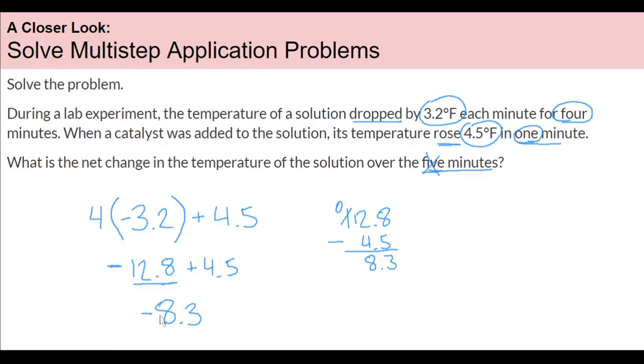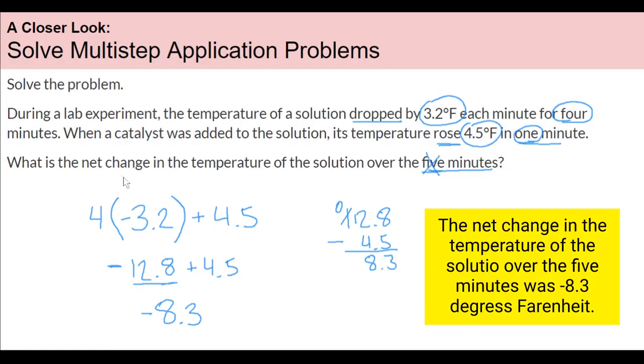All right, let's finish this with a sentence. What is the net change in the temperature of the solution over the 5 minutes? Well, the net change in the temperature of the solution over the 5 minutes was negative 8.3 degrees Fahrenheit. All right.